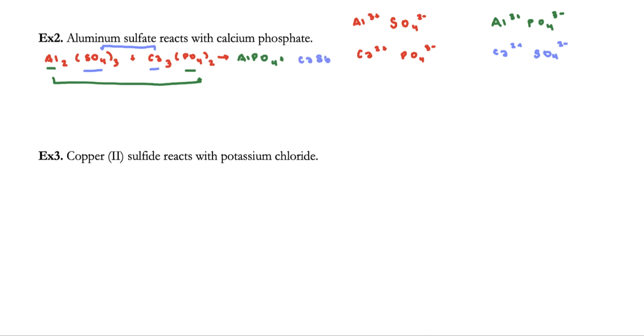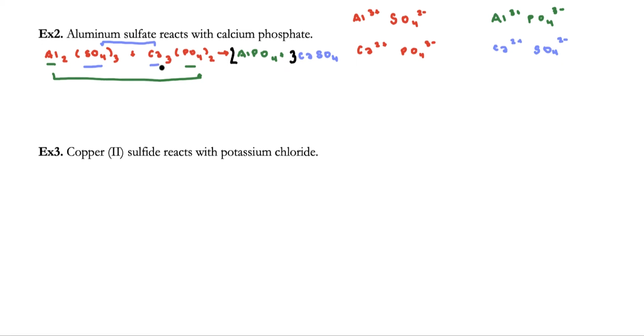Now the last thing that I need to do is balance. So I've got 2 aluminums on my reactant side, I only have 1 on my product side, so I'm going to put a 2 in front here. That gives me 2 phosphates on my reactant side, so I'm good. I've got 3 sulfates, 3 SO4s, which means I need to put a 3 in front of CaSO4. Then I've got 3 calciums, and I'm good to go again.